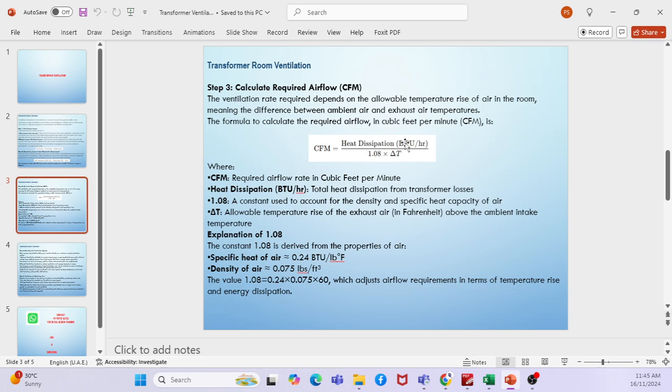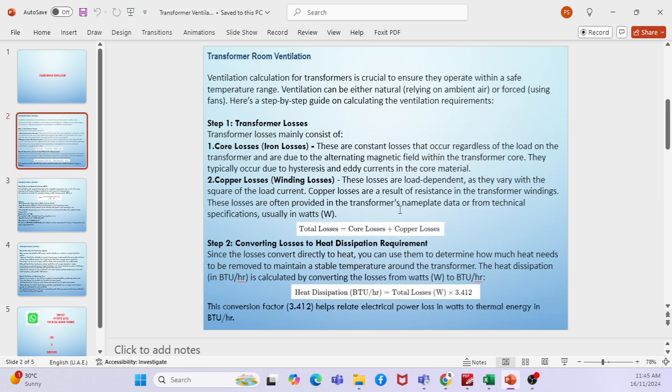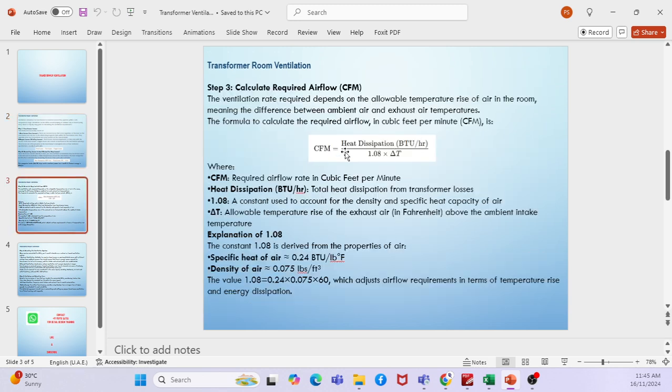Okay, so now we know the sensible load. How to calculate the sensible load? That is by means of losses. Okay, how much losses, right? Then, based on the losses, you are able to calculate the flow rate, right? And you should know what is the delta T, okay? What is the temperature difference?